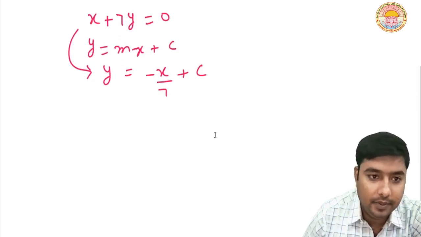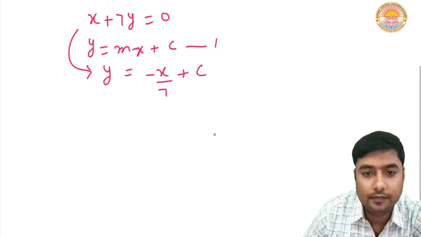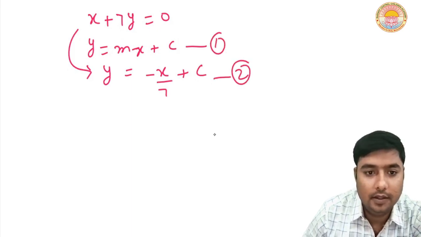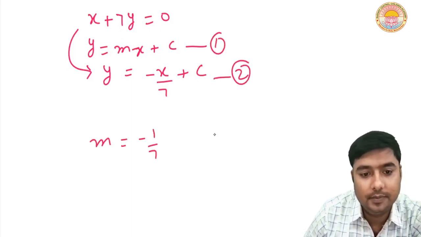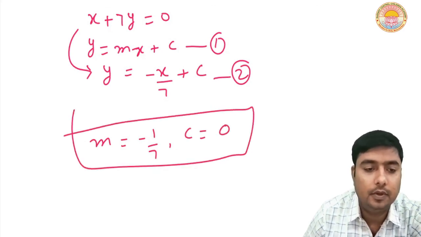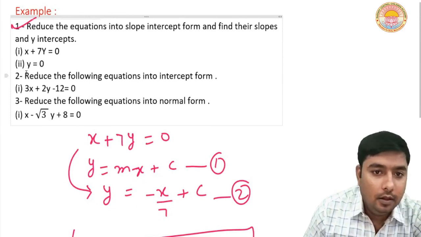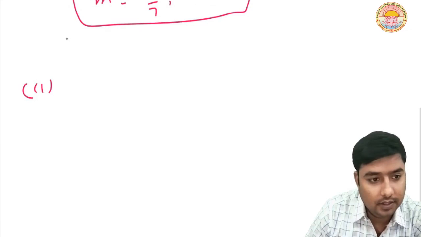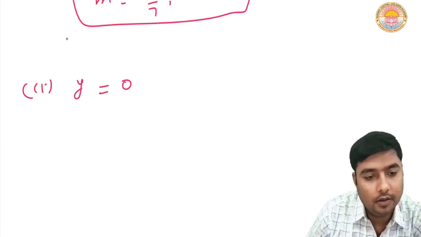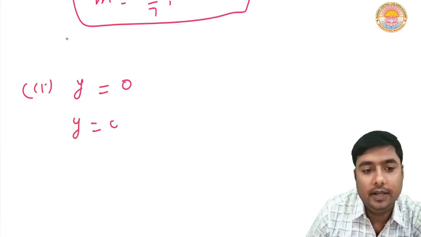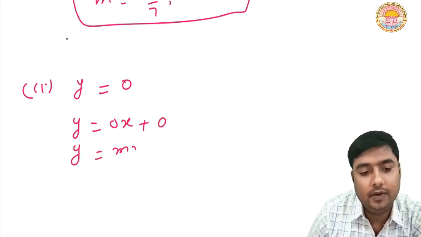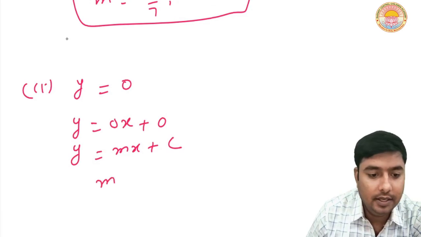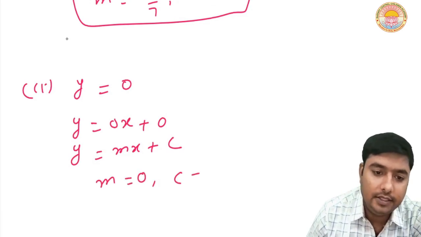Now we compare the equation with this. Then the value of m equals to minus 1 upon 7 and c equals to 0. This is the slope. Second question is y equals to 0. We can write here y equals to 0 times of x plus 0. Now we compare with y equals to mx plus c. Then m equals to 0 and c equals to 0.